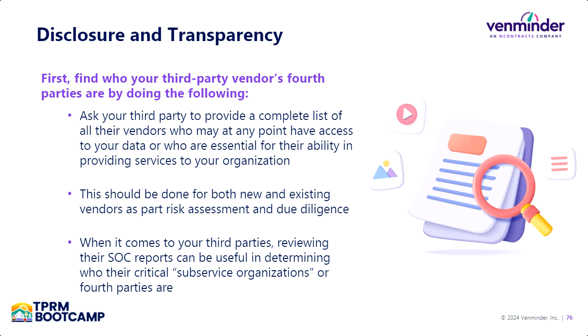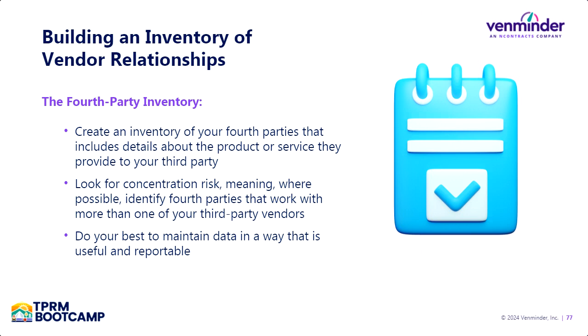And then when it comes to your third parties, reviewing their SOC reports can be very useful in determining who their critical subservice organizations or fourth parties are, because they have to be actually detailed and part of that SOC audit. And then, of course, once your third-party vendors have disclosed their fourth parties to you, that will allow you to actually build an inventory of those relationships. So create that inventory of your fourth parties that includes the details about what product or service they are providing to your third party. And then look for concentration risk.